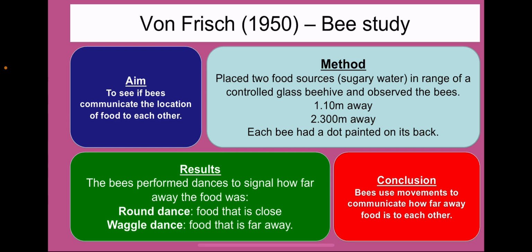So basically he was able to conclude that bees do use movements to communicate to each other how far away food is and where it is. So yes, animals do communicate about the location of food.